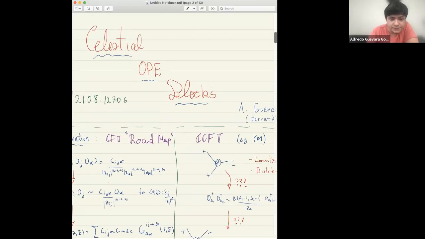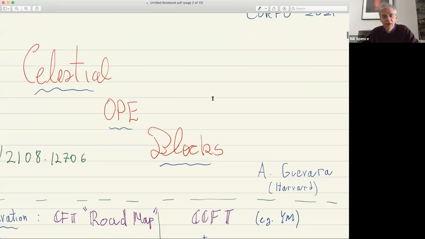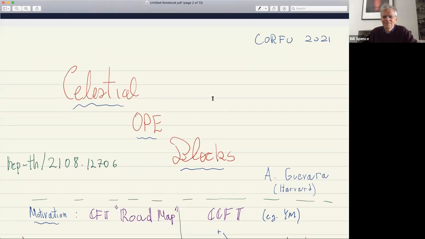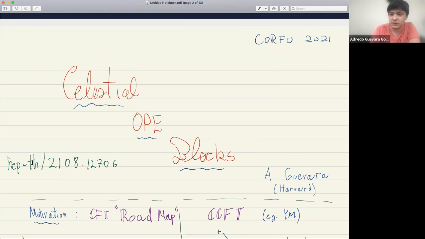Okay, welcome to Alfredo Guevara talking about celestial OPE blocks. All right. Thank you. So this is some work that I just posted yesterday. So you can check out the paper. I think I can mostly cover most of the results of the paper, but for the details, please check out the actual derivations in the paper.